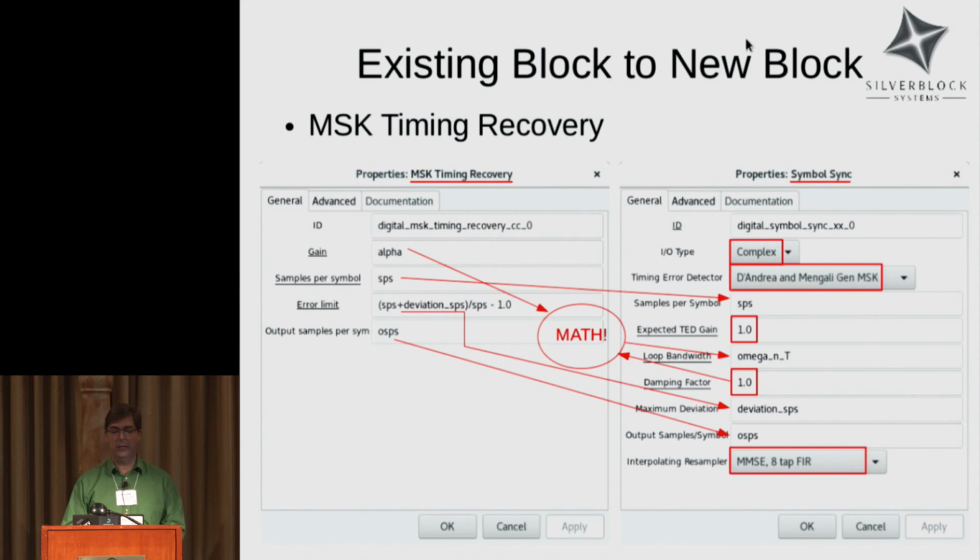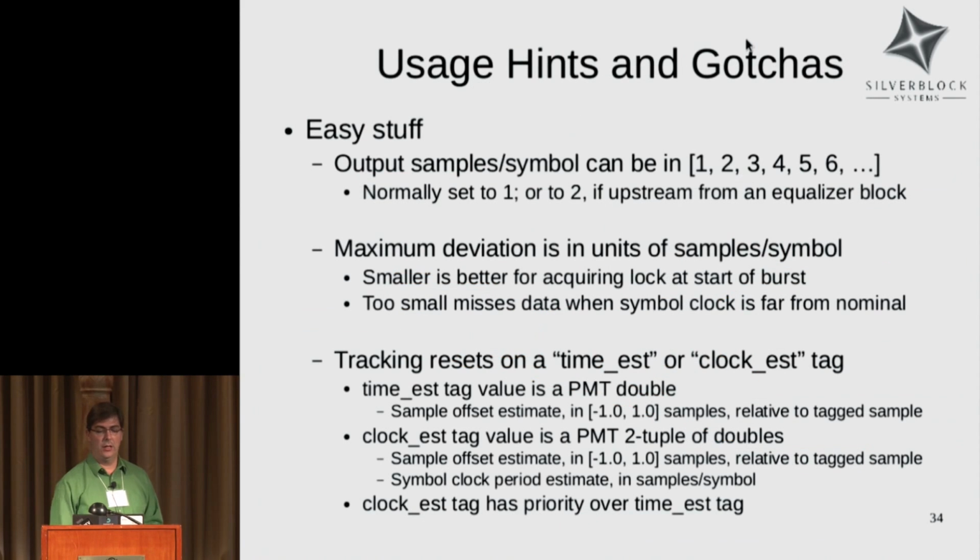The MSK timing recovery block. This one is used for CPM signals, basically MSK and GMSK. The I/O type is only complex. That makes sense. You use the De Andrea and Mengali generalized MSK timing error detector. You'll again have to go through some math to convert that alpha parameter to omega NT. And the error limit maps to the deviation by some simple algebra, which you can see on the slide. And the interpolating resampler is, again, the MMSE 8-tap.